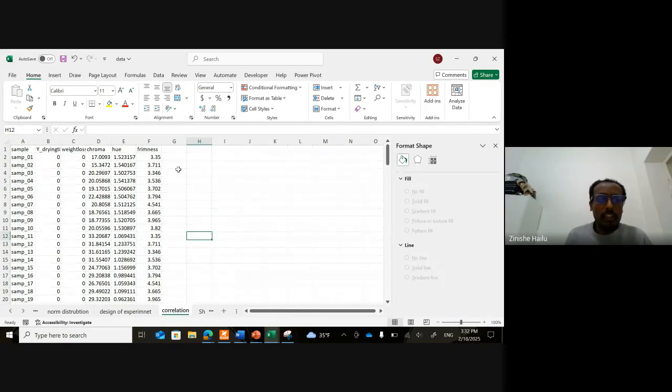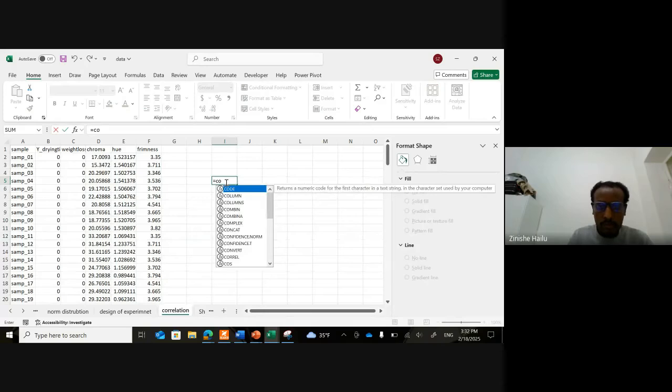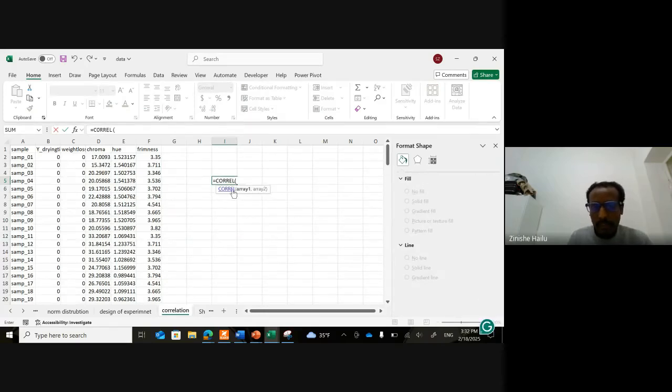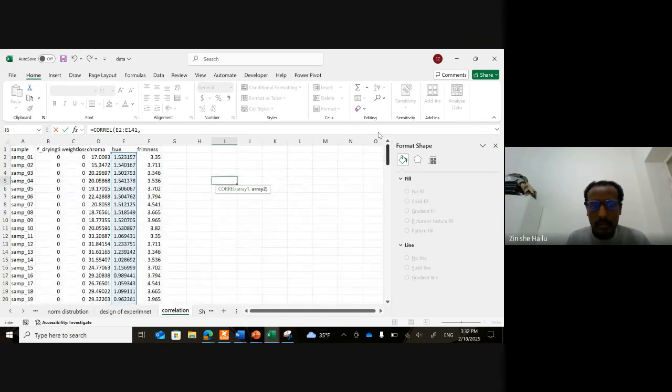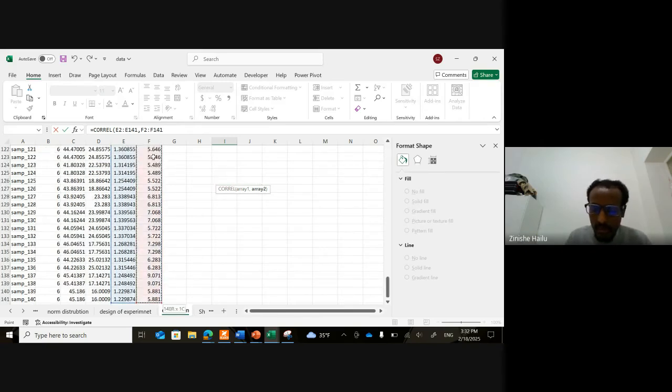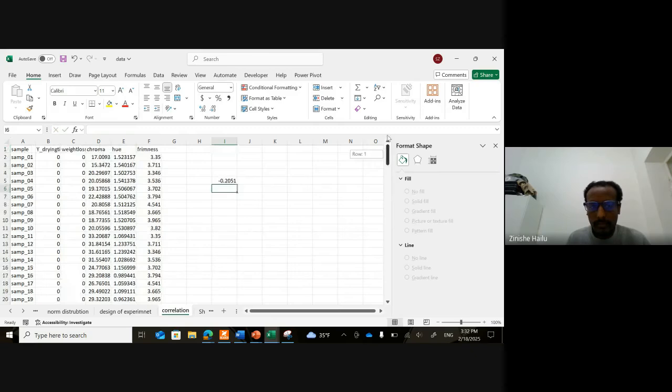The other is correlation. Correlation between variables, we can simply use the CORREL function. Let's say this, we can put the array1 and array2. Let's say I would like to see the correlation between this variable and this variable. So first I will select this from this to the end, comma, and then I will add the array2. This and this and enter.